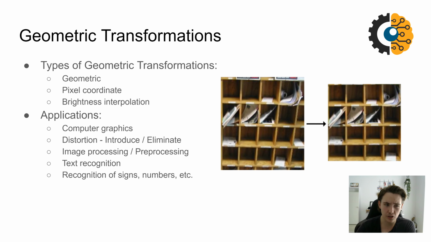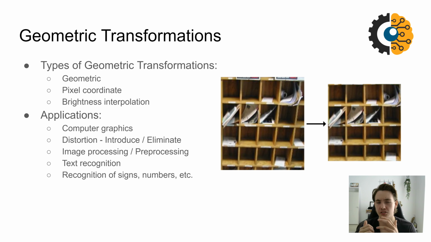First of all, we need to talk about geometric transformations and what they are, because we have different kinds of geometric transformations, where we just have the original geometric, which I'm going to show you a couple of examples of. And then we also have pixel coordinate geometric transformations and brightness interpolation, which we have at the end of the slide here.